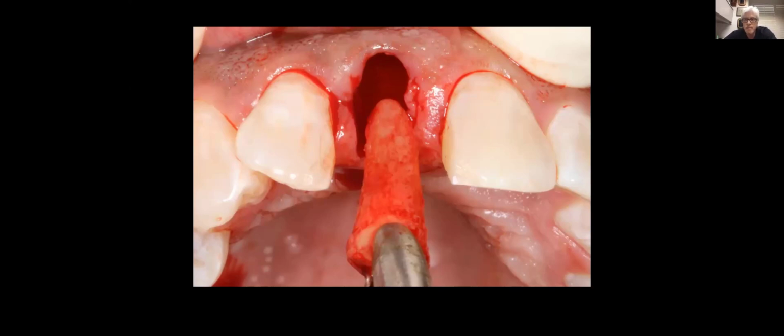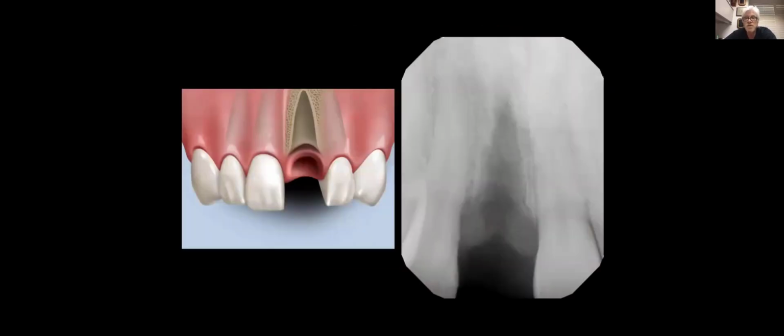Bone is gold to me, especially in the aesthetic zone. And the interseptal bone is especially gold to me. Without interseptal bone, I cannot have interdental papilla, period. You must have interseptal bone to have interdental papilla. So removing the tooth atraumatically is very, very important.